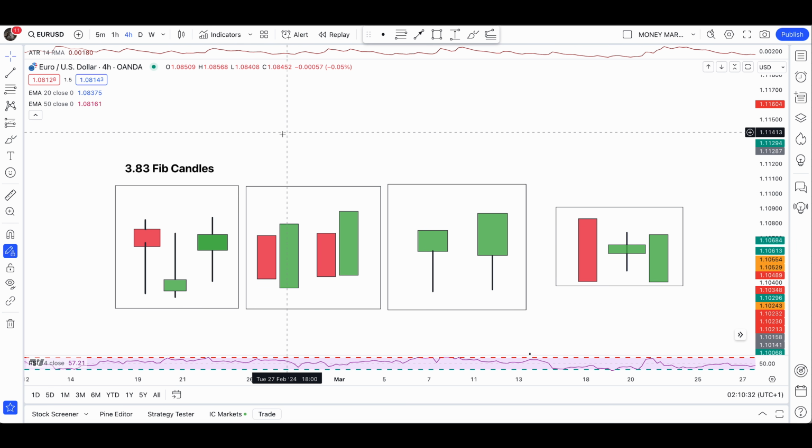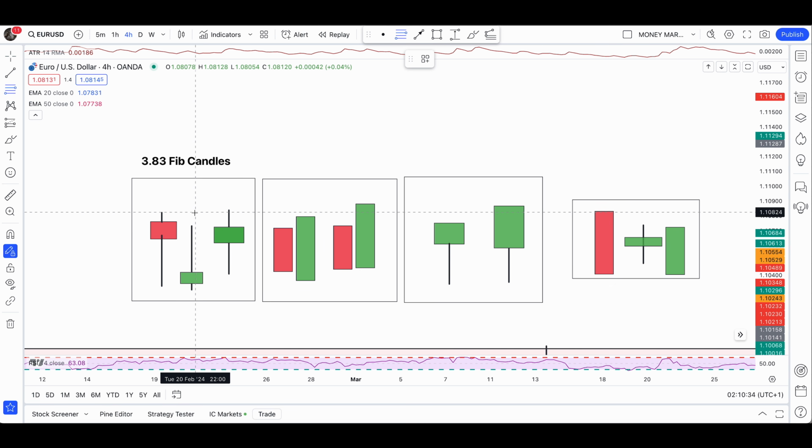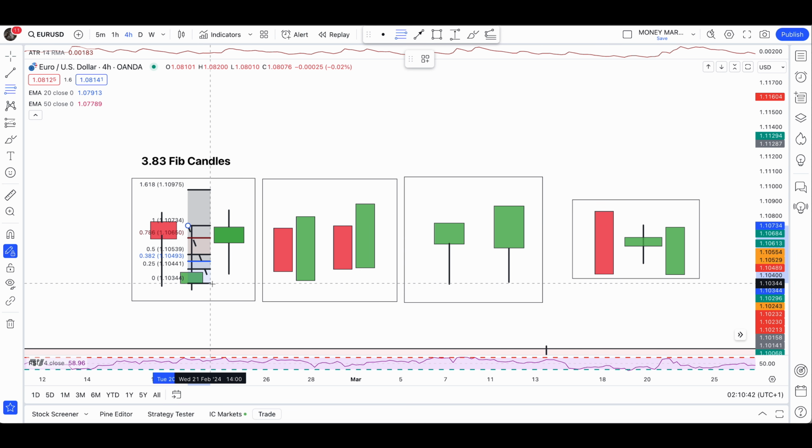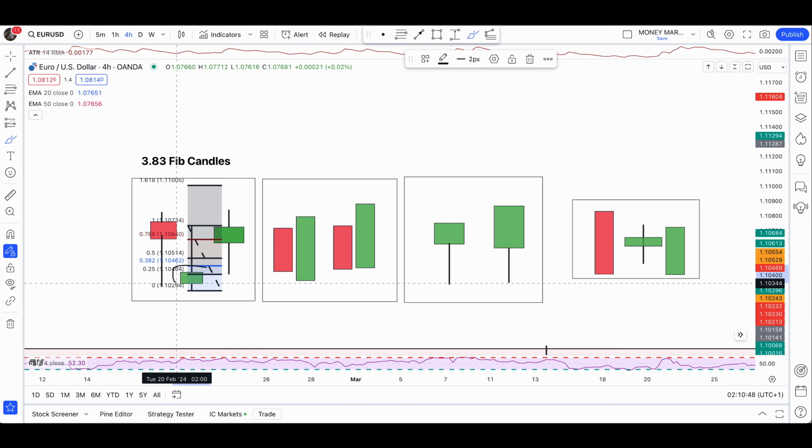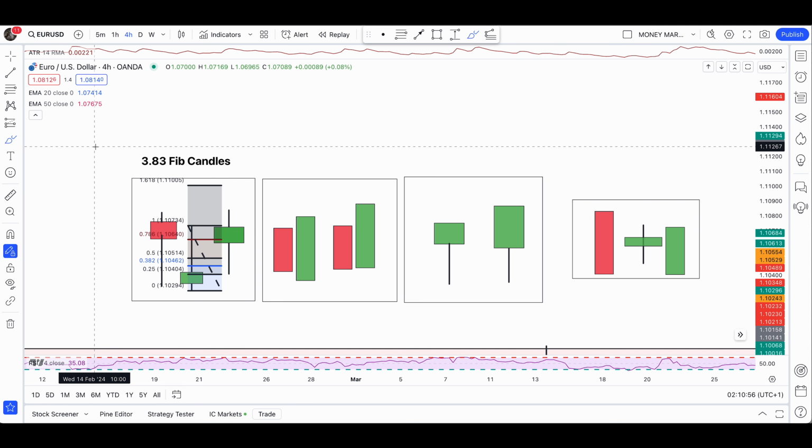So exactly the same for the bearish candle with the Fibonacci tool. I'm going to go quickly because you know the concept of it. From the high till the low of this candle, something like this. So as long as the body is below the 382 retracement, it is a valid 382 bearish candle.